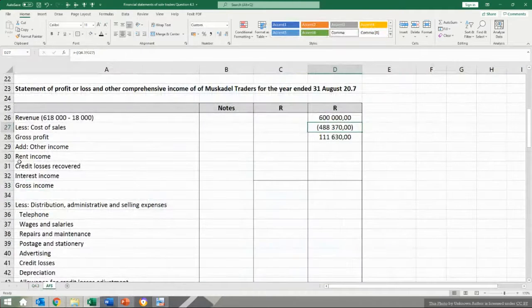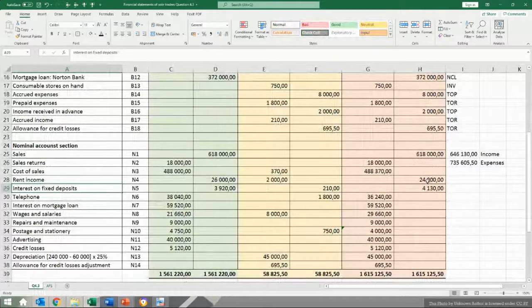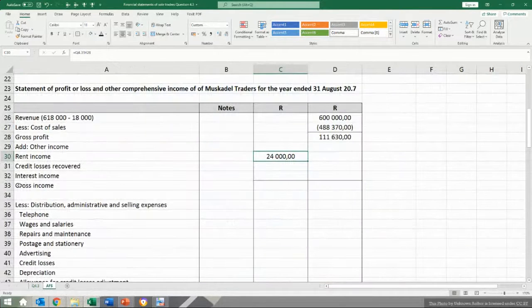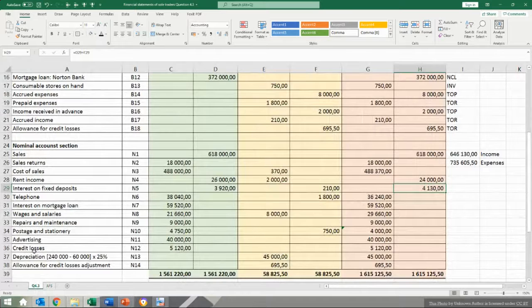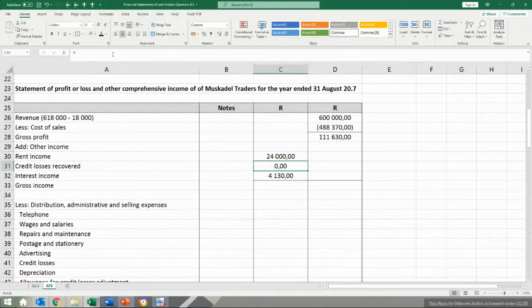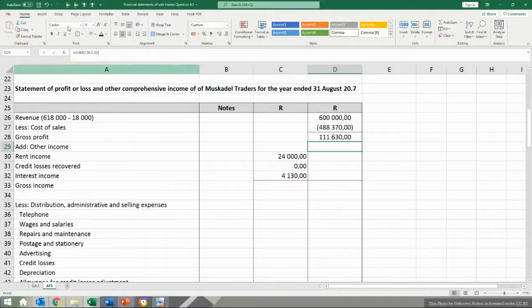The other types of income that we have, based on our information, are rental income and interest on fixed deposits. The rental income we just transfer from there, which is the 24,000. Interest on fixed deposits is 4,130, so that would be the interest income. We also have an account for any credit losses recovered, but we did not have any credit losses recovered in this question. If you do have credit losses recovered, you will also include it at the top. Then you add all of these together to work out your other income amount, which in this case is 28,130. If we add that to the gross profit, we get 139,760. So that is our gross income.